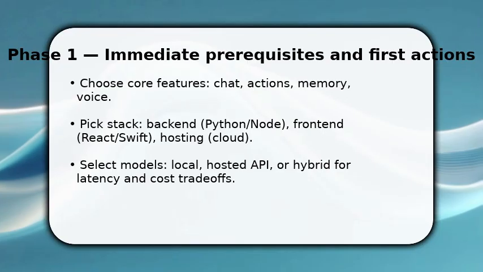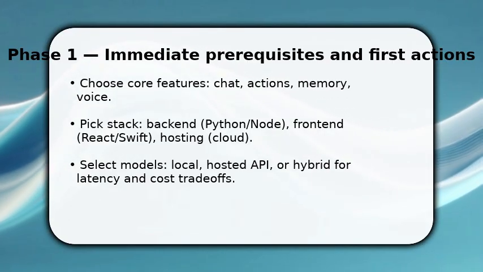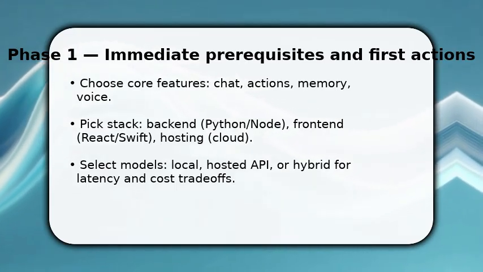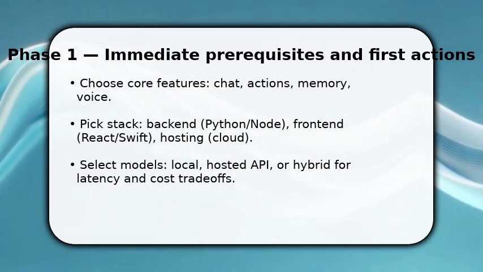You begin by narrowing scope. Pick the core features you need: chat, task automation, memory, voice. Once decided, select a technology stack that matches your team and timeline. For example, Python or Node on the backend and React or Swift for the client.